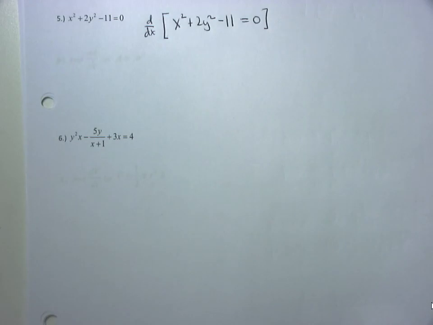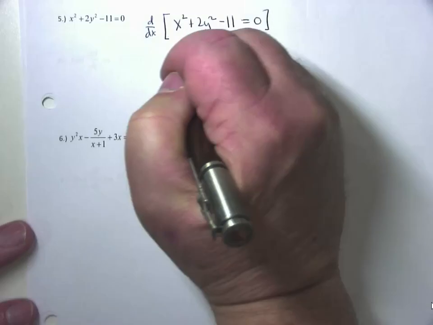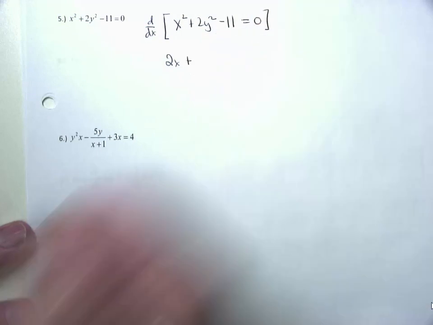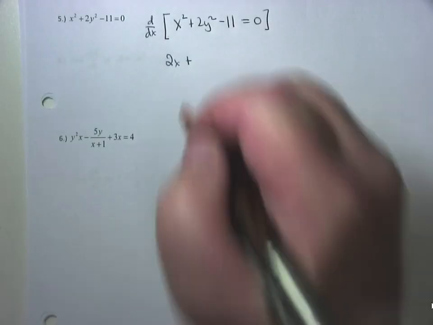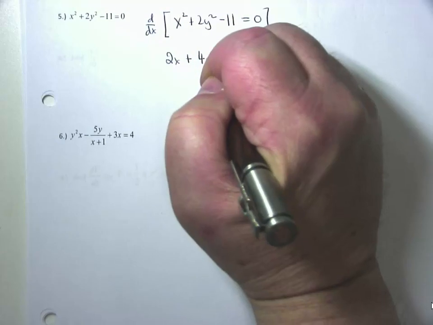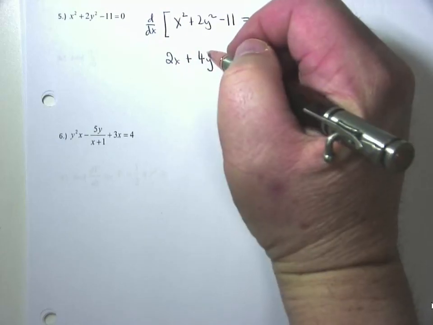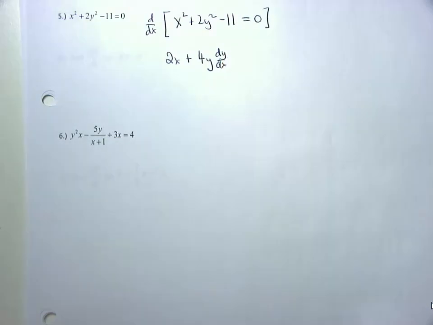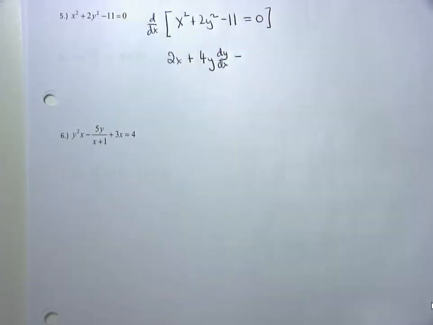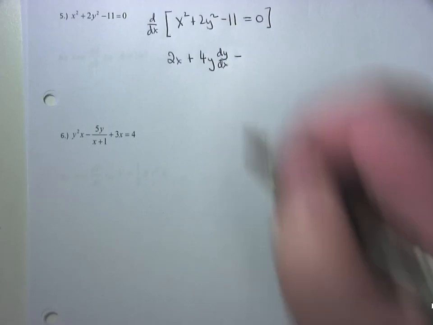Now, here we go. What's the derivative of x squared with respect to x? 2x. Plus, what is the derivative of 2y squared with respect to x? I hear 4y mumbling here. What else? Thank you. Be proud. dy over dx. Yeah. 4y times dy over dx. Minus, this is for your benefit, what's the derivative of 11? Yeah, it goes away. 0.